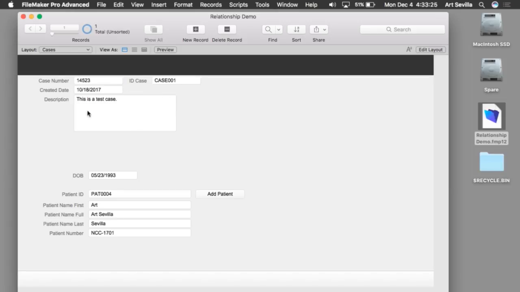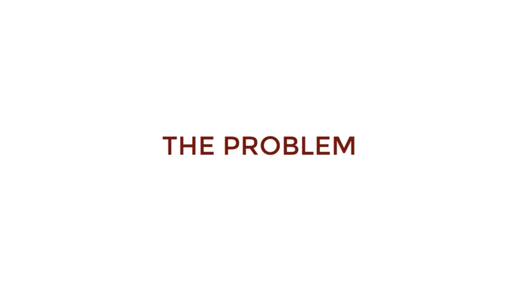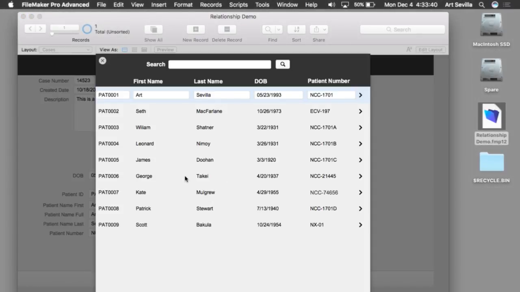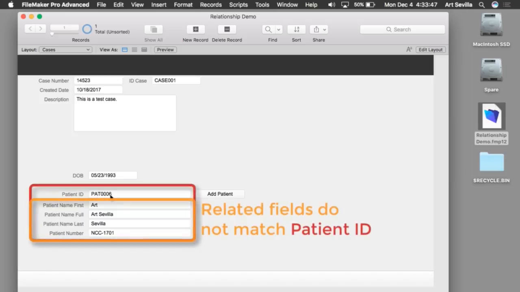So we have the case records here, and he was relating a patient to the case here. Now, the problem was when he would go through and relate a patient. So let's pick George here. The patient ID here would change, but the information here that should have gone with George, so Art should be George, did not come over.